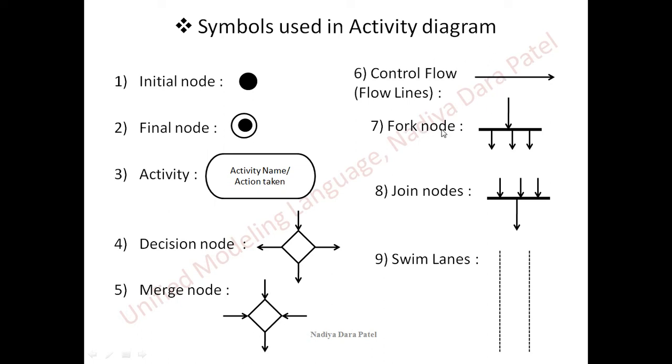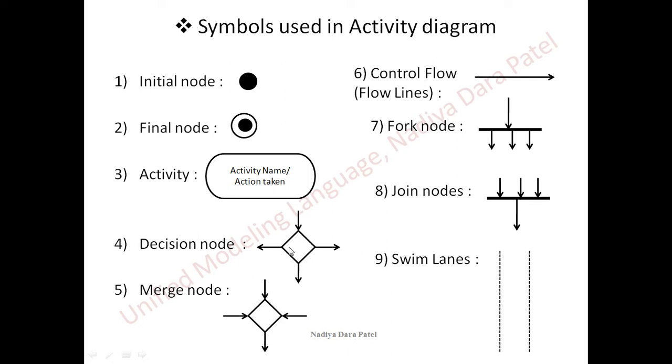Next is the fork node, and the node which follows the fork node is the join node. The fork node shows us simultaneous flows. It is a small parallel line which has one incoming arrow and many outgoing arrows. The join node symbol is exactly the opposite of the fork node: it has many incoming arrows and only one outgoing arrow. So these two go hand in hand.